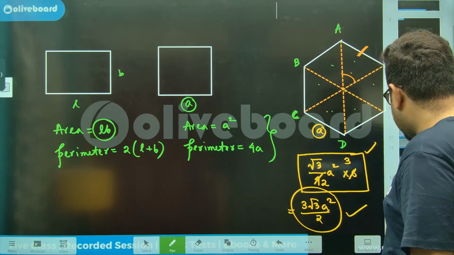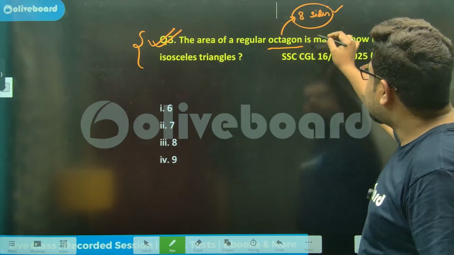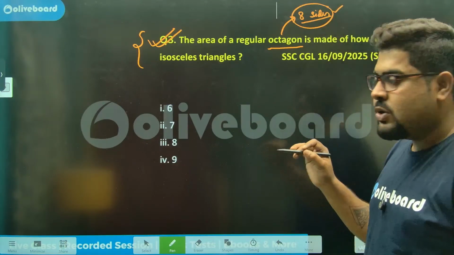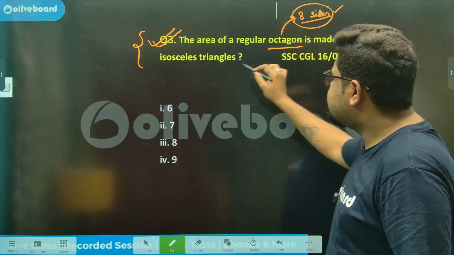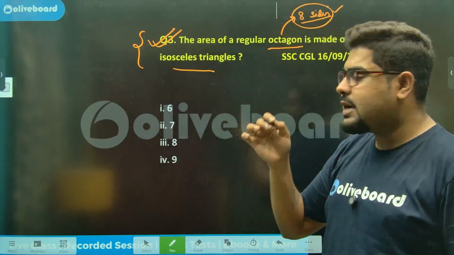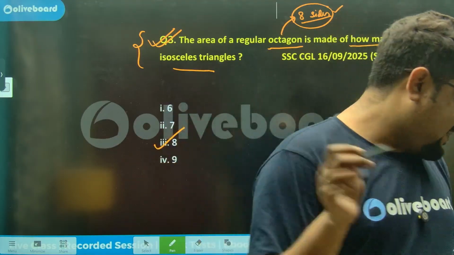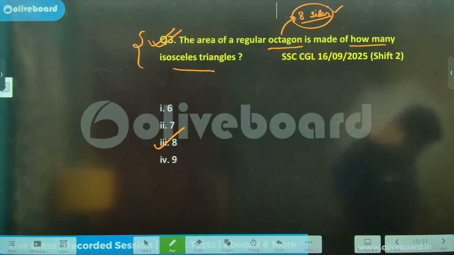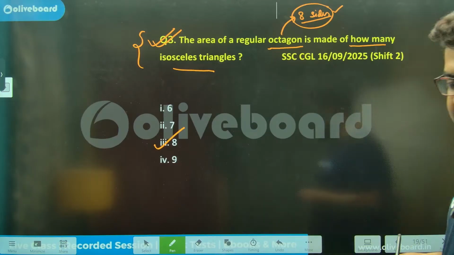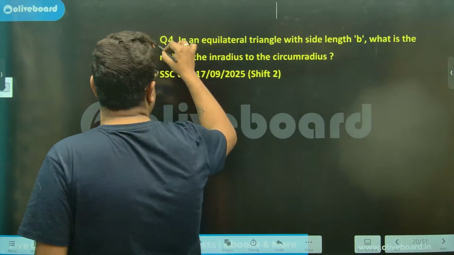Now apply the same concept in this question. Octagon meaning 8-sided. So how many triangles do I need? For 8 sides, I'll need 8 triangles. So my answer will be option 3. I don't need pen and paper for this. Let's move on.